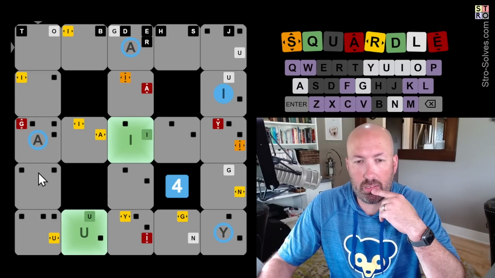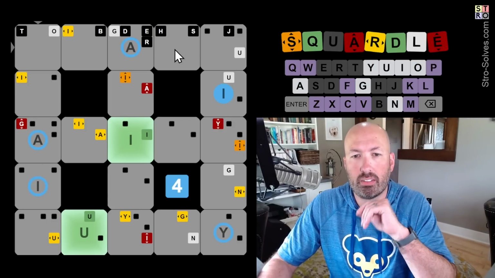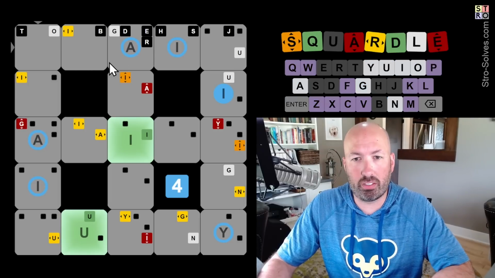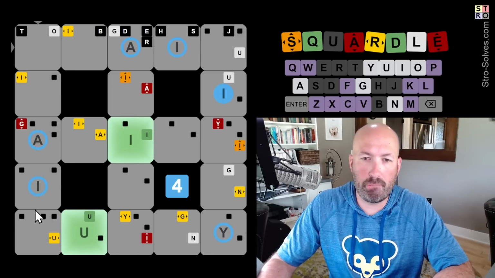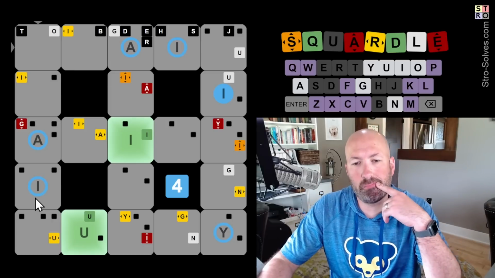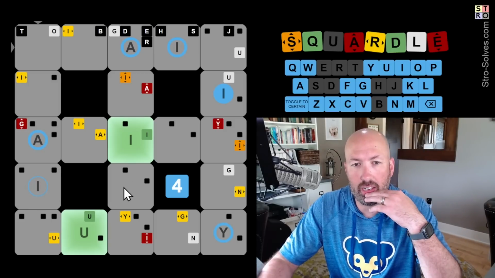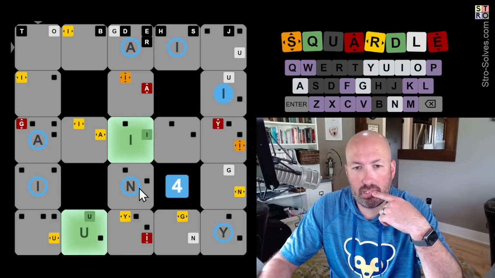There is an I somewhere. Could do an I down here maybe. Could also be an I there. Something like train, but there's no T or R. It might be good to guess an N right here, because we know there's an N in one of these two, and that would give us the N there.